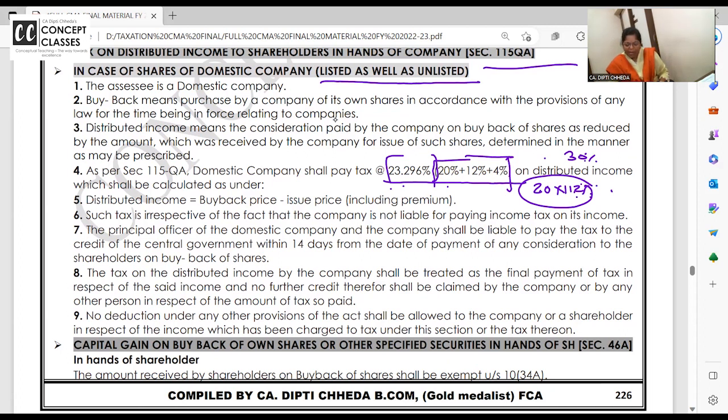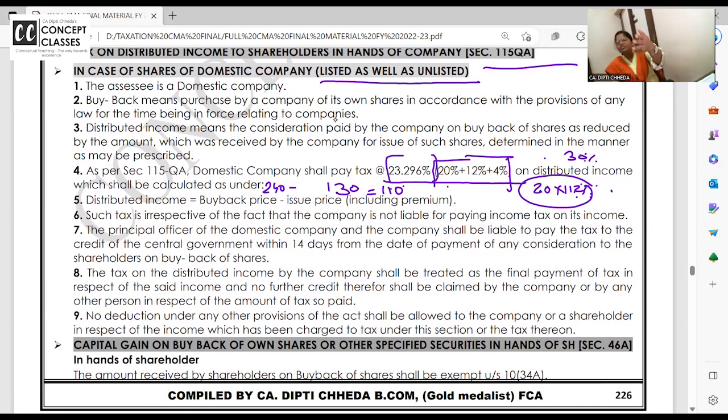Distributed income is equal to buyback price minus the issue price including premium. What is buyback price? Say I have purchased my own shares from the public at 240, whereas I had issued it at 130. Okay, are you all with me? At 130, 100 rupees was the face value, 30 premium. So when these shares were issued, they were issued at 130. And now I have purchased it back at 240. So 110 rupees is the capital gain.